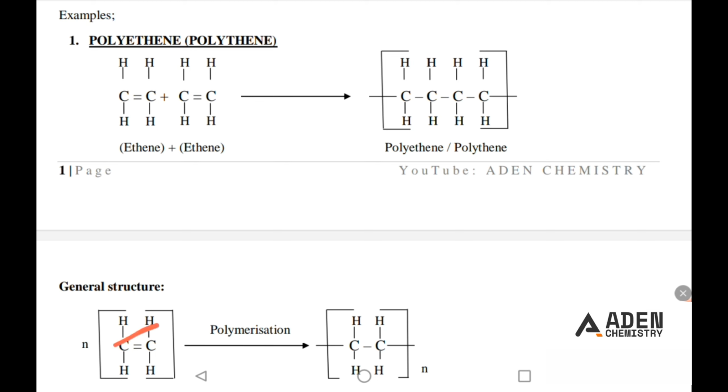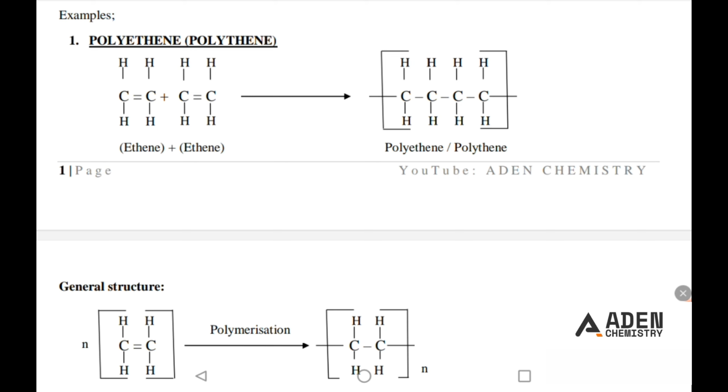This is how we draw the monomer of ethene. Then we put bracket, and we are going to write n there. n represents the number of monomers. For example, if we are dealing with 50 monomers of ethene, when they join together, they are going to form a polymer called polyethene. So we are going to put 50 there, at the side of n.